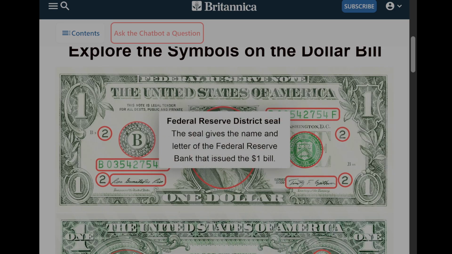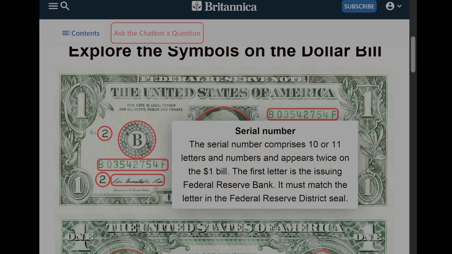Federal Reserve District seal. The seal gives the name and letter of the Federal Reserve Bank that issued the $1 bill, and there's four of the two. There's four numbers, as you can see, 22 and 22 on all four sides there. The B right there is the Federal Reserve District seal. The seal gives the name and letter of the Federal Reserve Bank that issued the $1 bill.